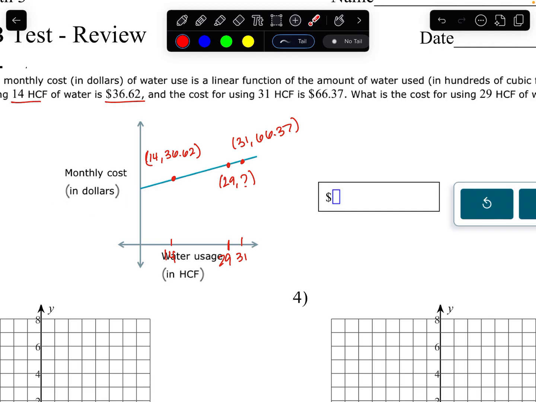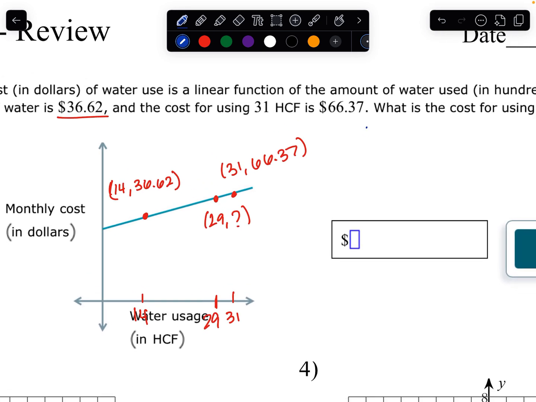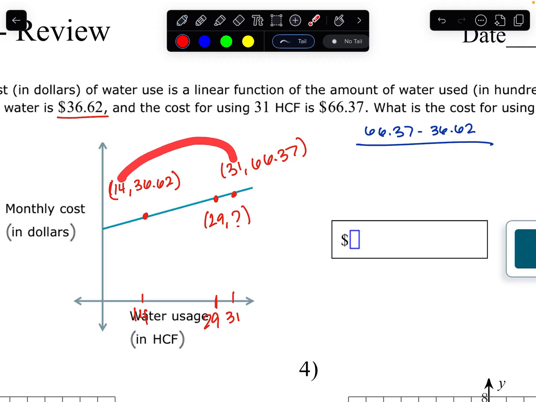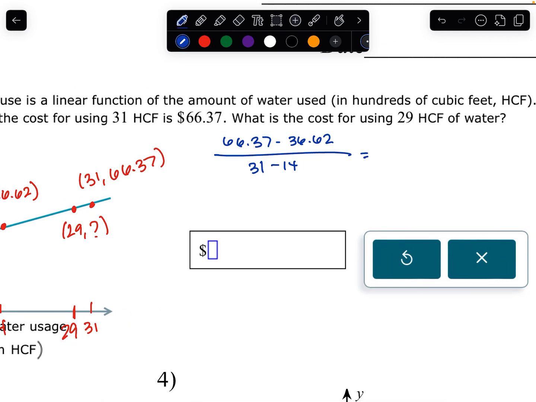So what I'm going to do is find the slope of the line using these 2 points. So if I have 2 points, I can find the slope of the line. We do that by using the slope formula. So the slope formula says you take the y value of one of the points, so that would be 66.37, and I would subtract the other y value, 36.62, over, now I'm going to subtract the x values, so 31 minus 14. So I'm going to calculate this in a calculator.